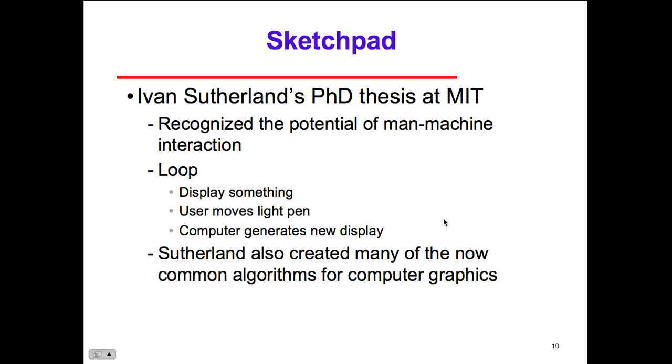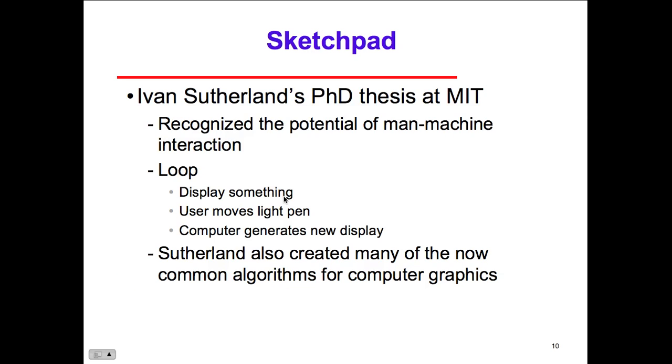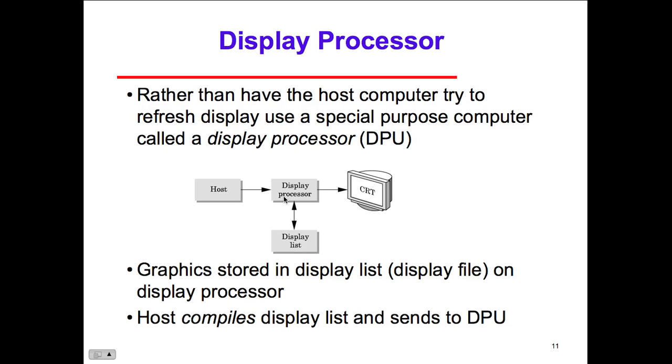In terms of Sketchpad, this came from a PhD thesis over at MIT, recognizing the potential of man-machine interaction. So we had a loop that displayed something, then the user moves, like a light pen, and the computer generates a new display associated with it. It created many common algorithms as well. A lot of the earlier research in these techniques formed some of the models for the more modern techniques we're using today. It has definitely changed significantly since the 70s because display processors have changed, and so have computers and graphic cards and things of that nature.